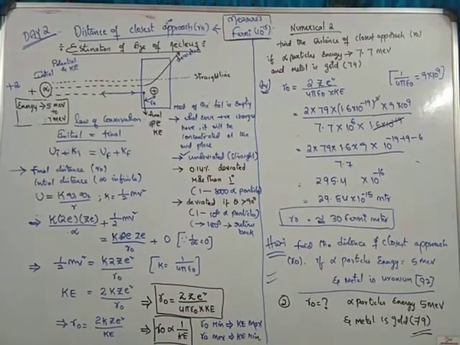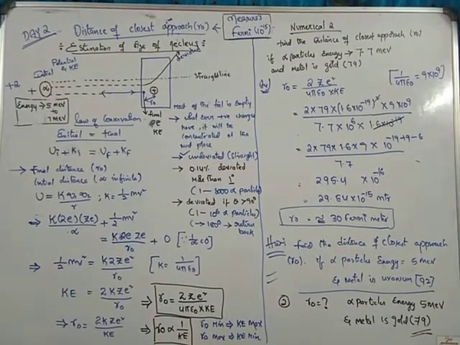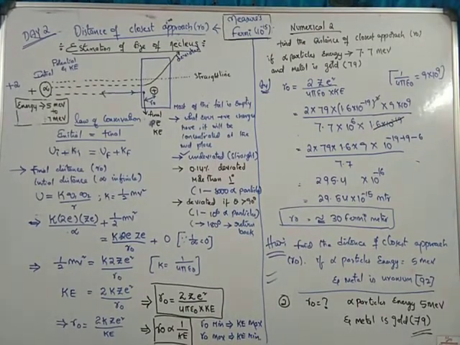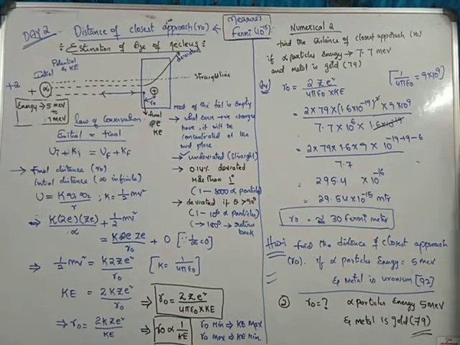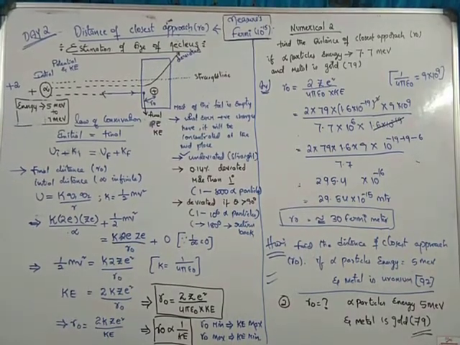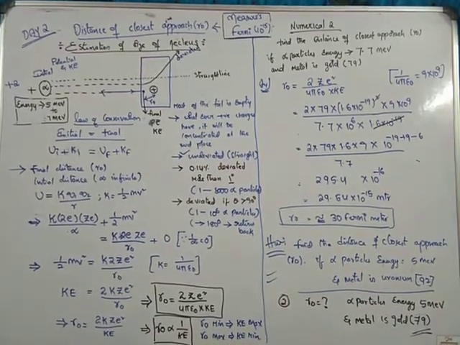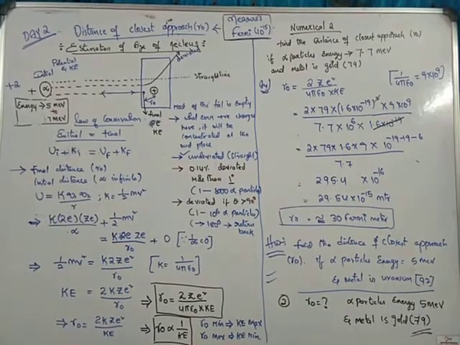And take the second question also. Find the closest distance R naught. Alpha particle's energy is 5 mega electron volt and the metal is gold whose atomic number is 79. In the first we did the numerical, we considered the maximum 7.7 mega electron volt. And in the homework second question, we consider a minimum value, that's 5 mega electron volt.